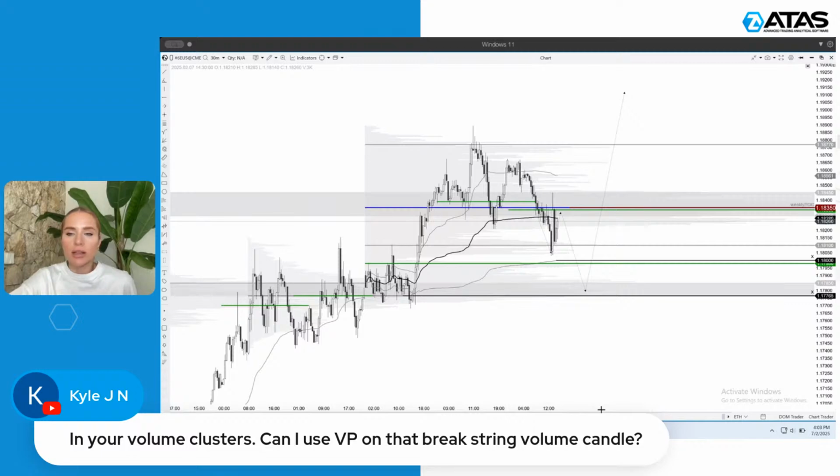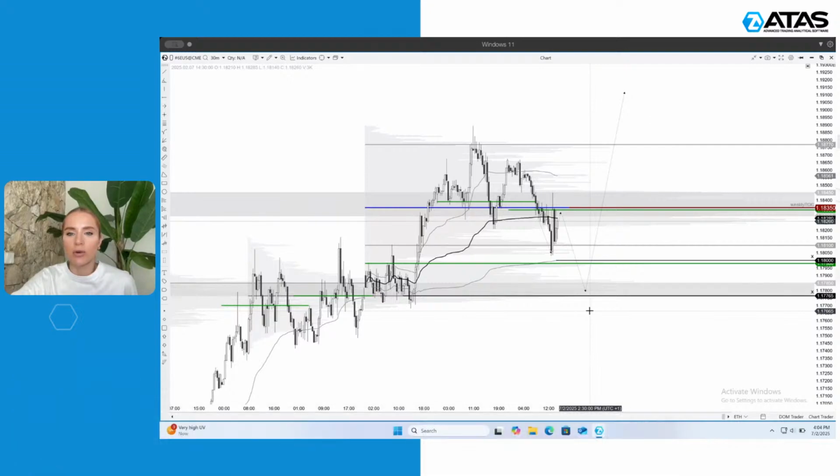In your volume clusters, can I use VP on that break string volume candle? Kyle, I don't know which candle you refer to. Which candle do you refer to? On the 5-minute, 30-minute time frame? You need to specify it because, unfortunately, I'm not understanding which one you refer to.